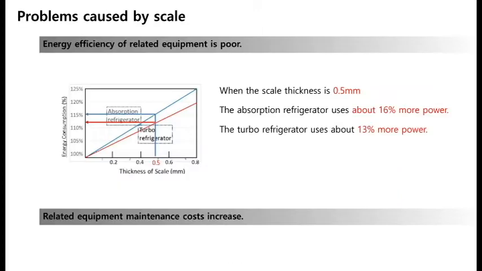When the scale is created in the cooling water pipe, there are two major problems. First, the heat exchange efficiency of the related equipment decreases. Even if only 5 mm of scale is created in the cooling water pipe, energy consumption will increase by about 15%. Second, scale causes breakdown of related equipment, which increases management costs.